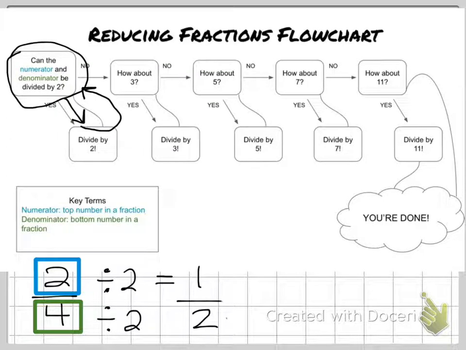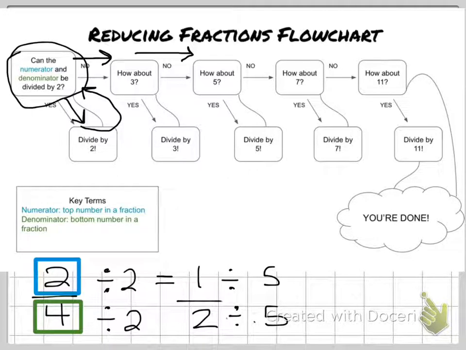Now the next thing I'm going to do is, because they are both not divisible by 2 again, I'm going to move on to this box. And I'm going to say, how about 3? Can each of these be divided by 3? Well, 1 does not divide by 3, and 2 does not divide by 3. So I'm done with that one, and I'm going to erase this again. So no, it is not divisible by 3, so I'm going to go on to 5.